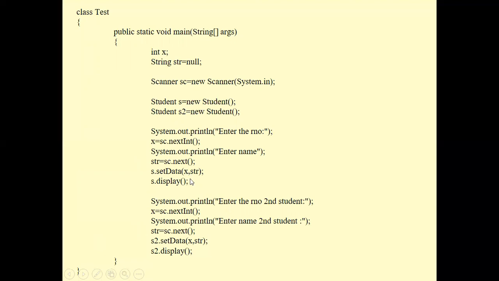Now register number and name, both the values are stored inside the data members by calling the method setData. Now the display method is called to print the values of the register number and name of the student. The remaining statements will read and print the register number and name of the second student.